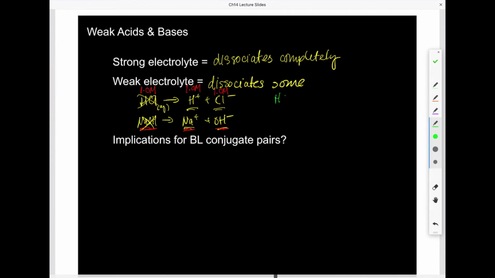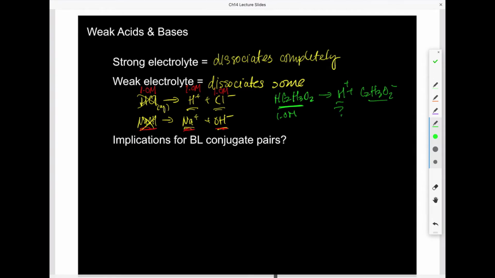So if I have some C2H3O2, which is a weak electrolyte, this dissociates some, right? Which means that there is some of this and some of this and some of this. So if I were to say that I have a 1 molar solution of acetic acid, it is some complicated math to figure out what that means about the concentration of H plus, okay?